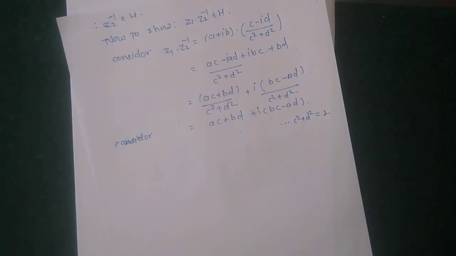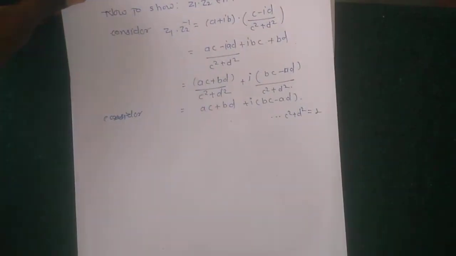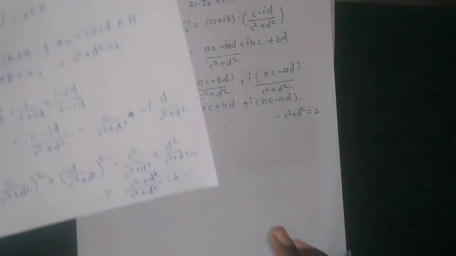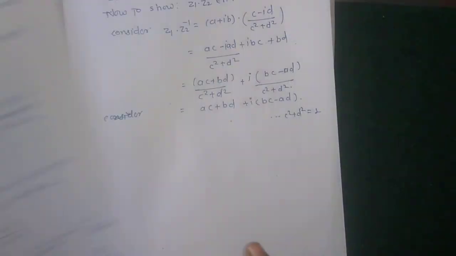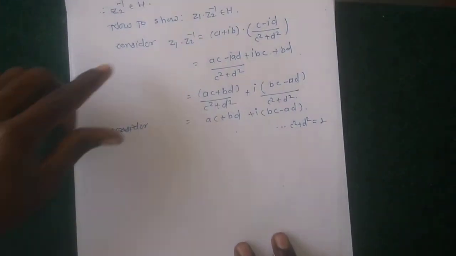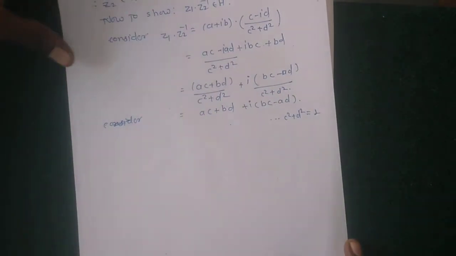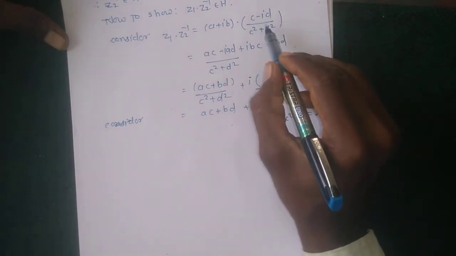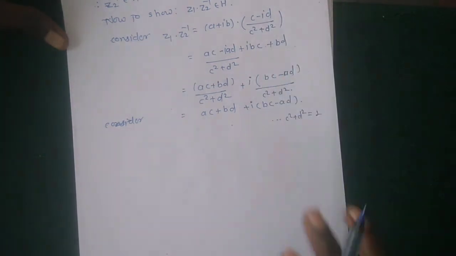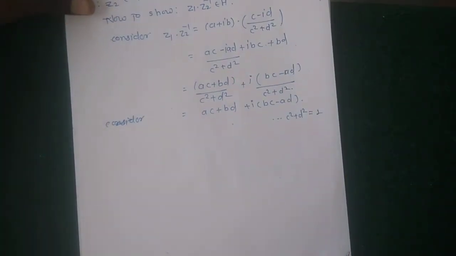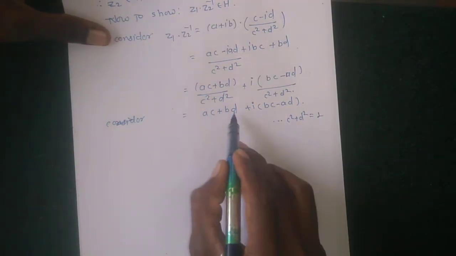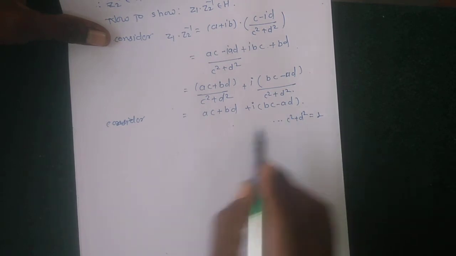Okay, here also Z2 inverse, what is the value of Z2 inverse? The value of Z2 inverse is C minus iD only remaining, not this whole value, only C minus iD is the inverse of Z2. Then to show that the square of this element plus the square of this element equals 1 or not.